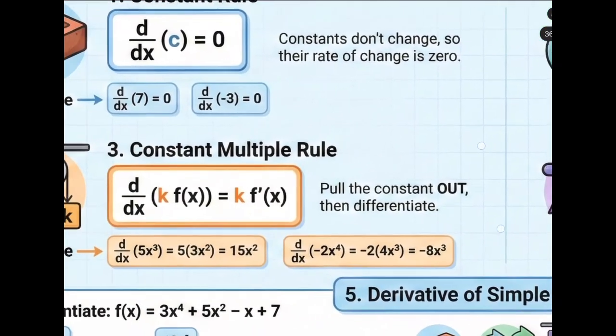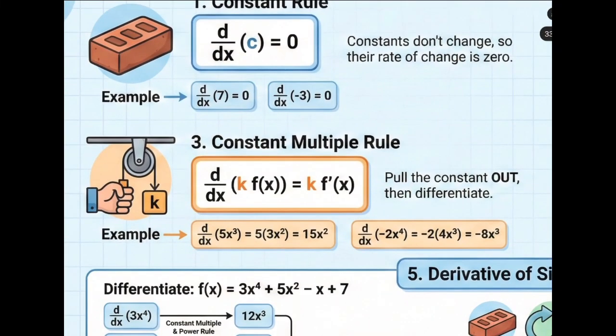Next, we have the constant multiple rule. This is where it is actually a mix of the constant rule and the power rule. So basically, when we have a constant together with an equation with a power, always pull the constant out and then differentiate using the power rule and then multiply it back. So that's how you deal with this kind of problem.